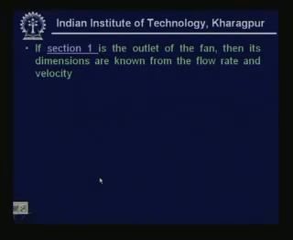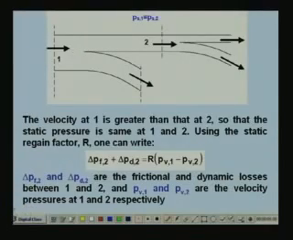Now, if section 1 is the outlet of the fan, then its dimensions are known from the flow rate and velocity. What I mean is, let us say that you have the fan here, and then we know what the total air flow rate is. Q total is known, because this is nothing but the sum total of all the air flow rates to each outlet. So, this is known to us, and we are selecting a suitable velocity here. So, once you know Q dot and V, then you can find out what the dimensions are here. The dimensions are known here.